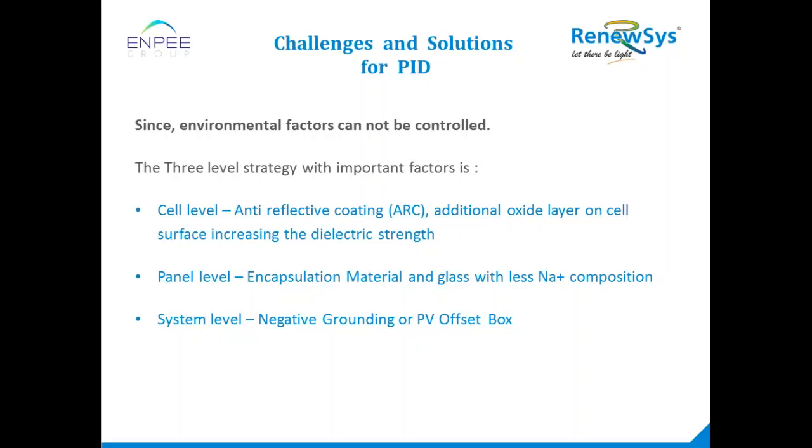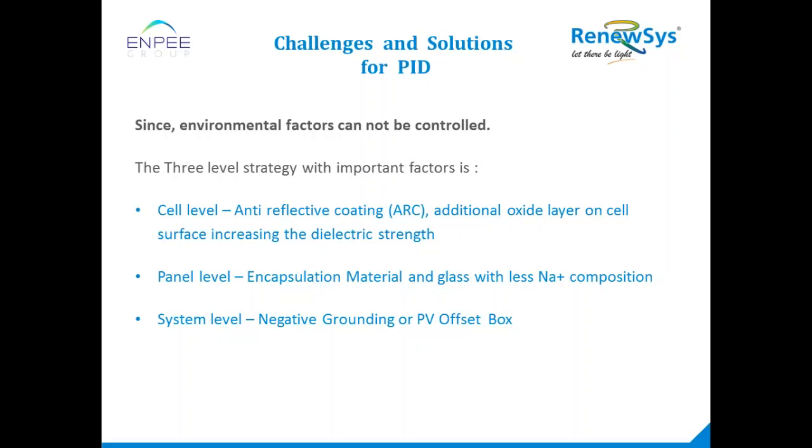That is, by using an encapsulation material like polyolefins, which have higher dielectric strength, and a glass with very low sodium content. Then at the system level, it is always recommended to have negative grounding. In case those modules somehow skip the first two stages, and at the system level you are able to identify a drop in power of about 5% or 10% at the overall plant level, then immediately we need to check for PID.